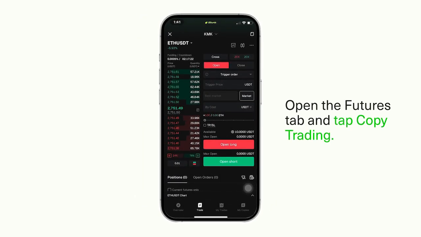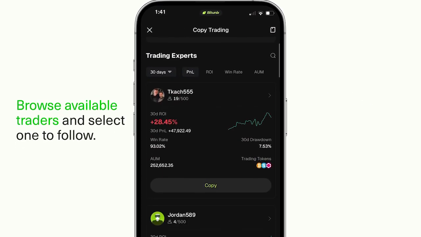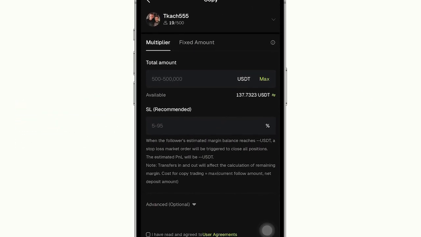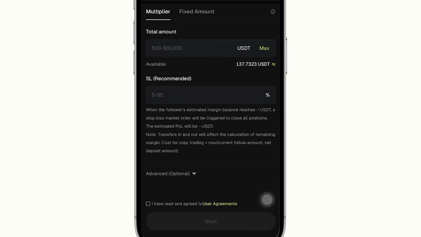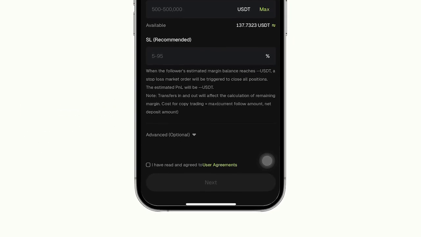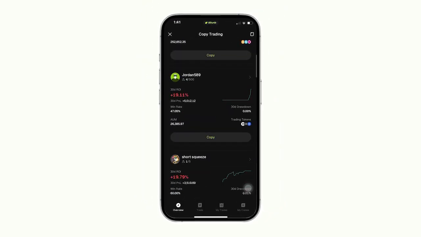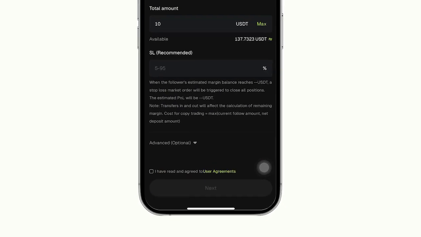Open the Futures tab and tap Copy Trading. Browse available traders and select one to follow. You can copy up to 10 traders at the same time. Set your capital and confirm your copy settings. Fixed amount mode uses a set margin for each trade. Fixed ratio mode mirrors the trader's position proportionally.